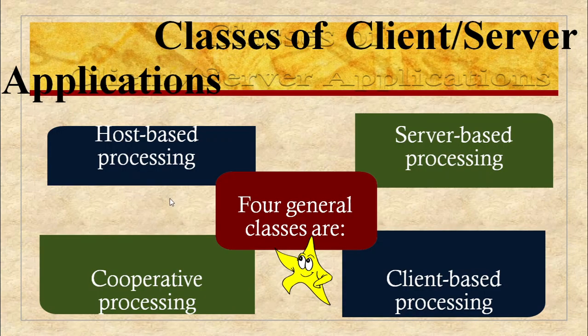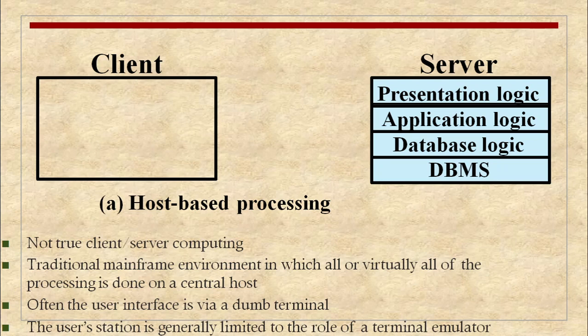Classes of client and server: host based processing, server based processing, cooperative processing, and client based processing. These are the different types under which the client and server application is performed. The 4 general classes are host, server, client and cooperative. Host based processing and server: server has presentation logic, application logic, database logic, and the database management system. This is not true client server computing.